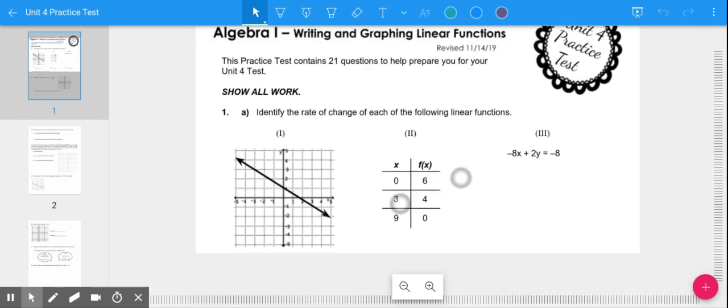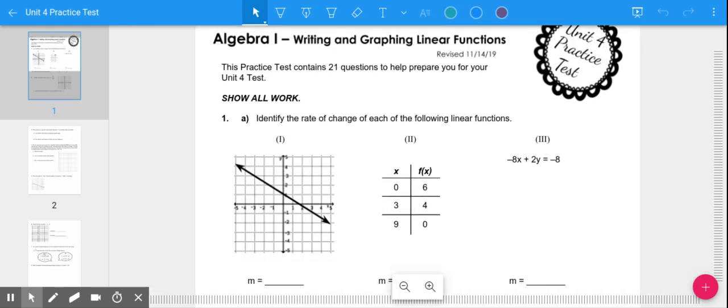Okay, today we're going to go over the Unit 4 practice test. I am going to split this into two sections. The first one will be over the first 2 pages of the practice test, and then the second video will be over the last 3 pages.